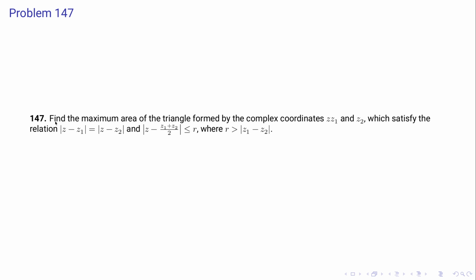Problem 147 says that find the maximum area of the triangle formed by the complex coordinates z, z1 and z2, which satisfy the relation mod of z minus z1 is equal to mod of z minus z2 and mod of z minus (z1 plus z2) by 2 is less than or equal to r, where r is greater than mod of z1 minus z2.